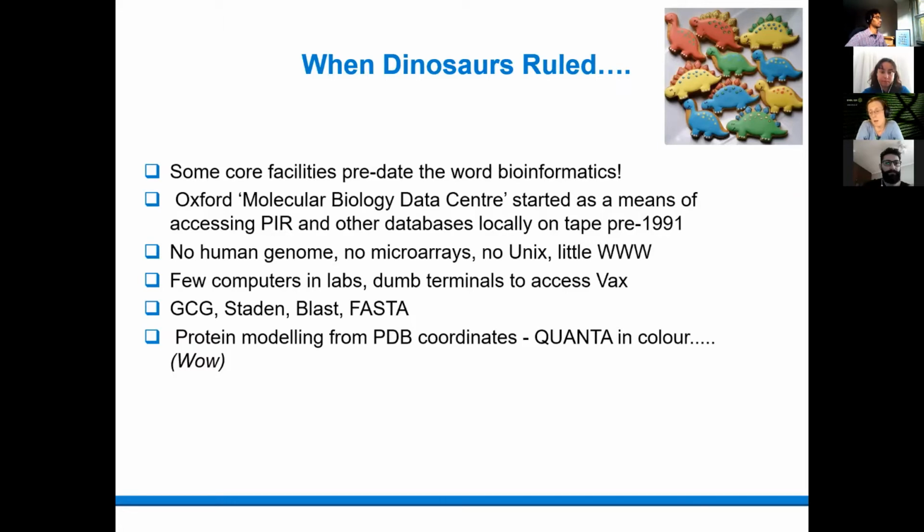So what was around at that time? Well, there was no human genome sequenced. There weren't any microarrays. They hadn't been invented. There wasn't any Unix on the big servers. Wasn't really in use. And there wasn't very much going on in the World Wide Web either. Most computers were not found in labs. If you were very lucky, your institution might have a dumb terminal to access a VAX or a VAX cluster. There were a few general use bioinformatics programs around, and you might be able, if you spent a lot of money on a commercial system, to be able to do some basic protein modeling using PDB coordinates.